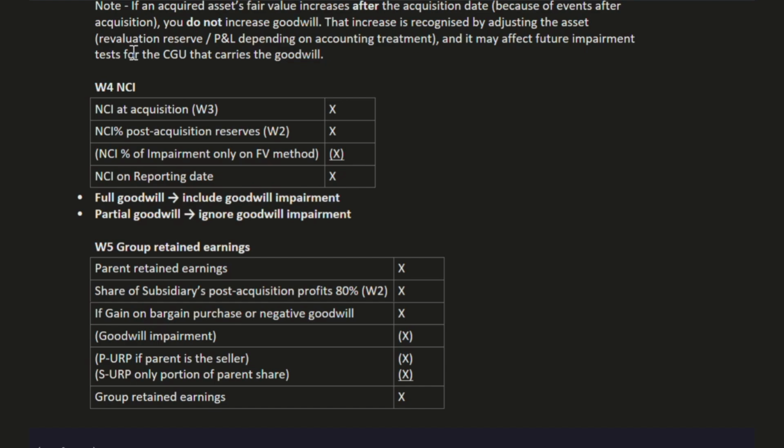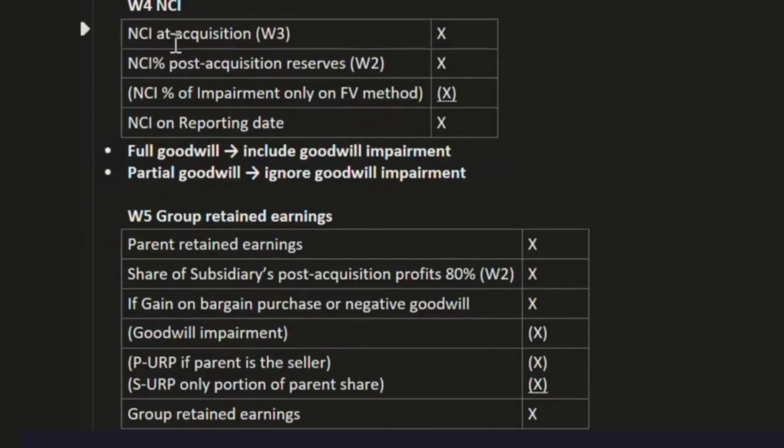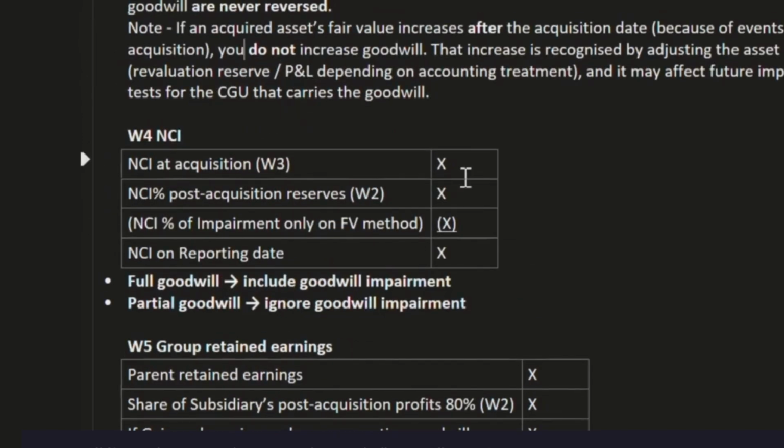Now the working for the NCI calculation. NCI at acquisition, we need to write its value. NCI percentage of post acquisition reserve, same thing. Whatever post acquisition amount NCI has, we need to add it. NCI percentage of impairment, only on the fair value method, we need to subtract it, and we will get NCI at reporting date. So NCI percentage of post acquisition reserve means post acquisition profit, whatever increase in asset value post acquisition we have. Whatever kind of profit and post acquisition reserve we have, we add it here.